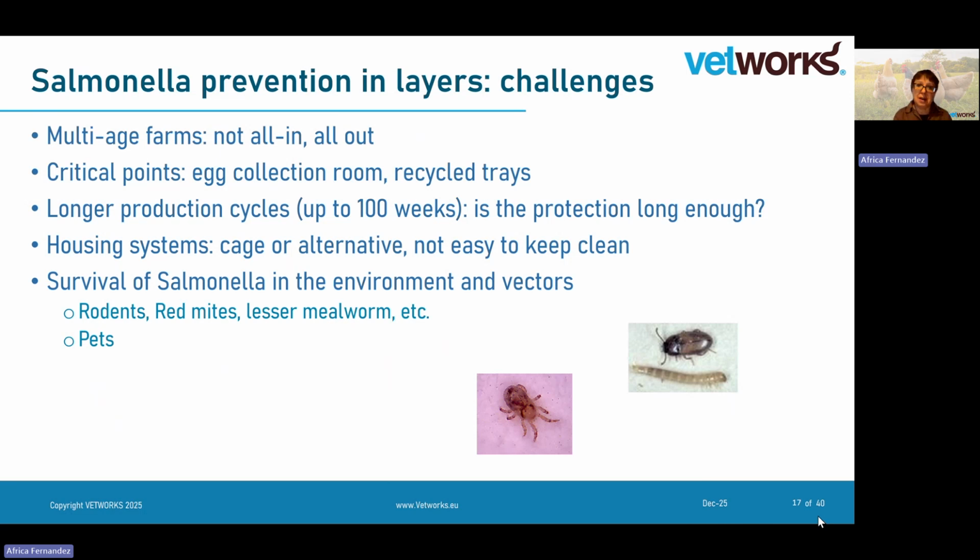Vectors could also carry Salmonella, so in this context it is very important to have rodent control in place, insect control. Pets are also a potential risk for transmission of Salmonella, so everything needs to be controlled.